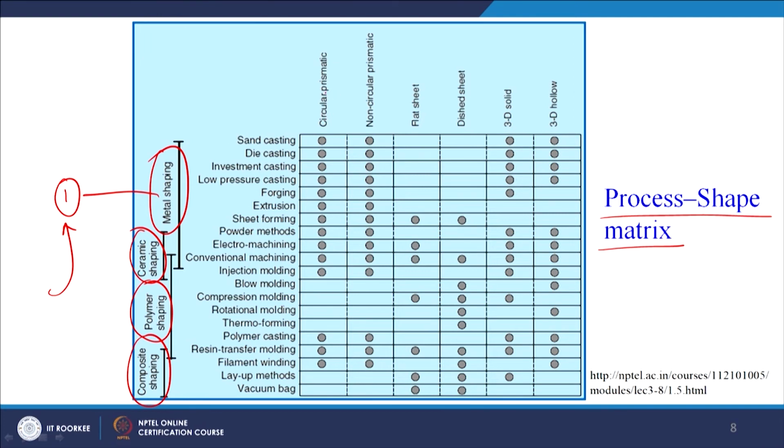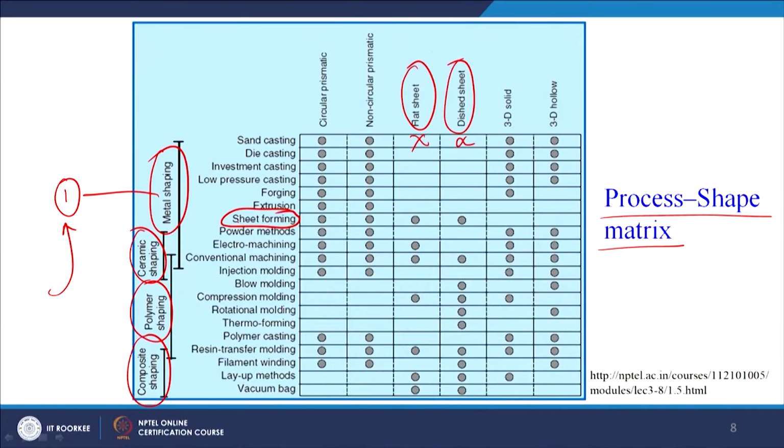Sand casting, circular prismatic shapes it can make, non-circular prismatic shapes it can make, but if we want to make a flat sheet, our sand casting process is not recommended. Similarly, for dished sheet, sand casting is not recommended, but yes, we have to make dished sheets. We see so many products of sheet metal. So which are the processes that can be used? Here is a process called sheet forming. Sheet forming can be used for making dished sheets and flat sheets. So sand casting is not recommended for flat and dished sheets, whereas sheet forming is applicable for making those.